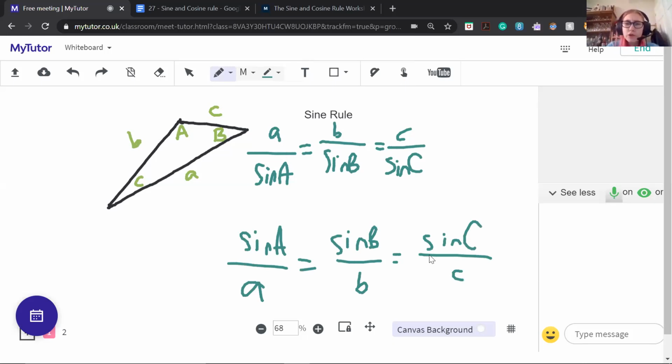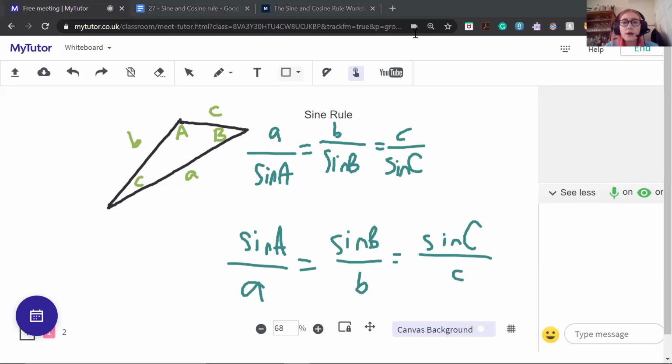The reason we might want to do this is that, as you'll see once we do some examples, it's a lot easier to have what you're trying to find on the top of the fraction. It just makes the manipulation of it easier. So if we're looking for a side, we'll use this one. If we're looking for an angle, we'll use this one. It just makes the algebra a lot easier. So we'll do some examples of it, and hopefully, as I said, it will make a little more sense.